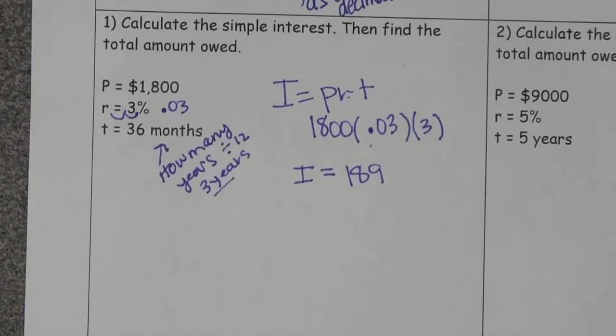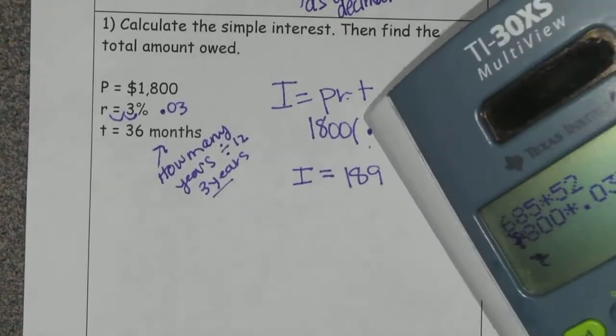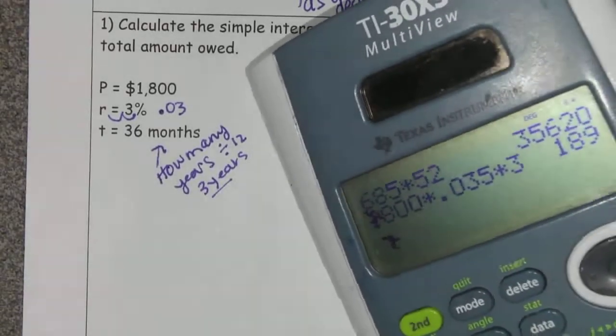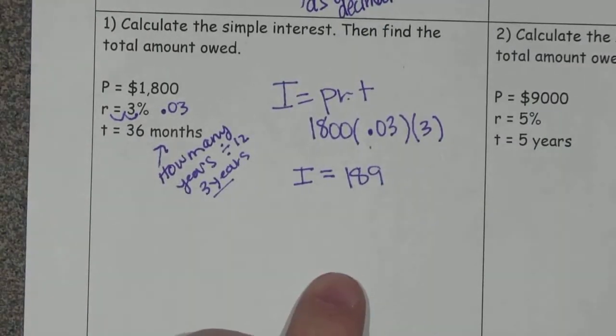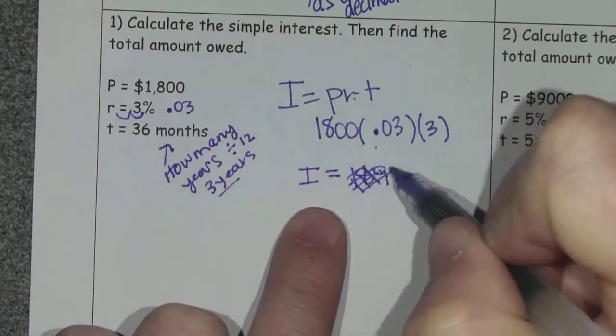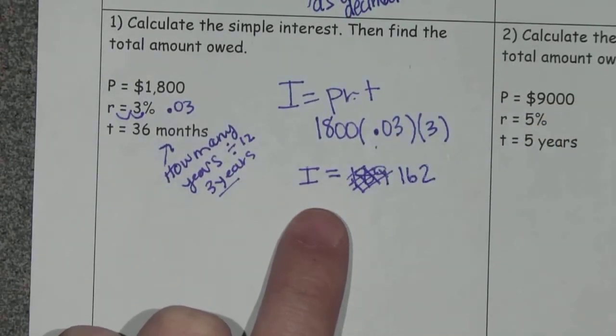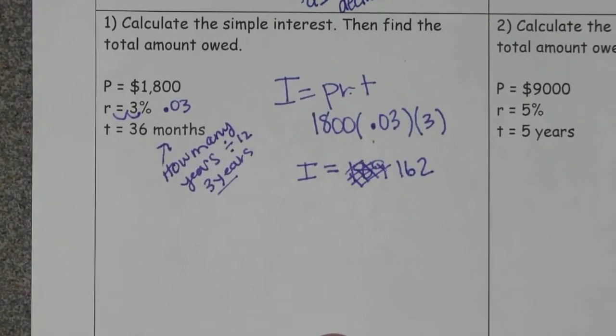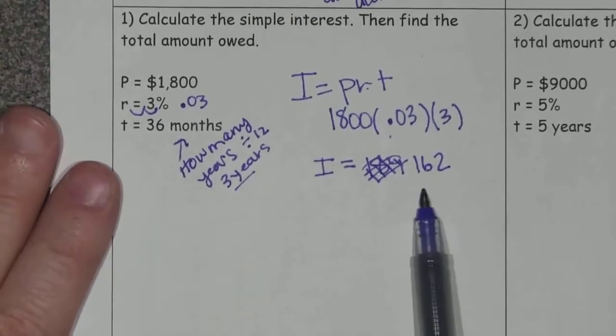You're right. Don't you hate it when your calculator already has junk in it and then you do it and it messes up? Mine already had a bunch of junk in it. So 162. Thank you for checking me on that, you guys. $162 is the interest. Again, thanks for correcting me on that.